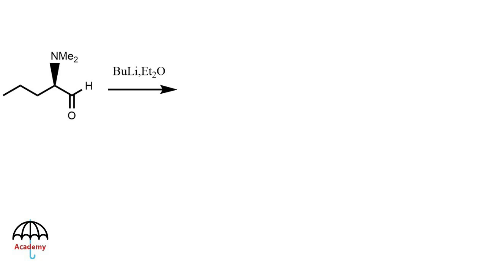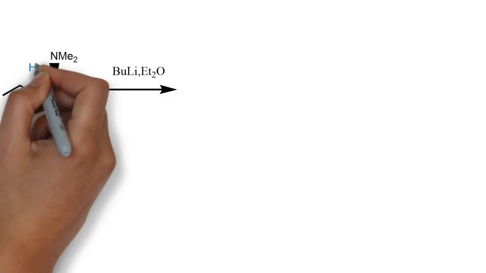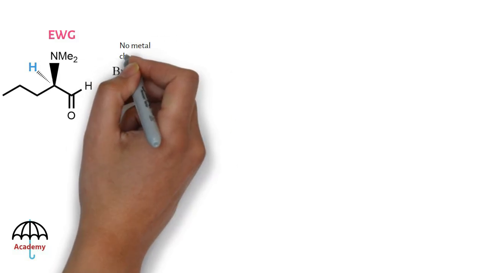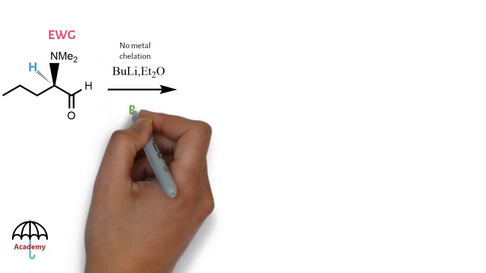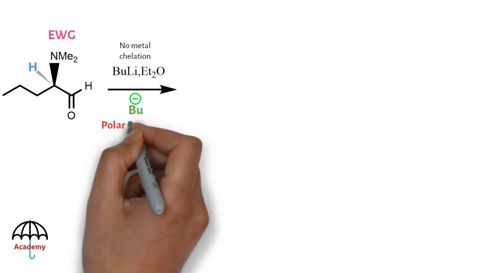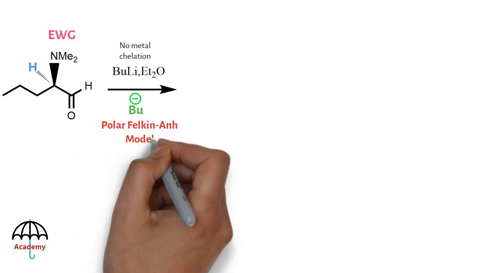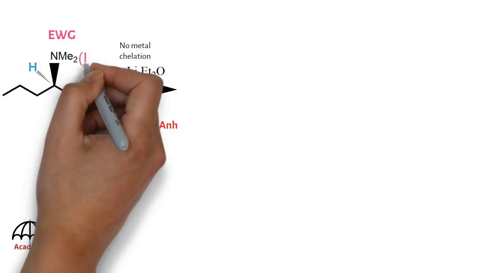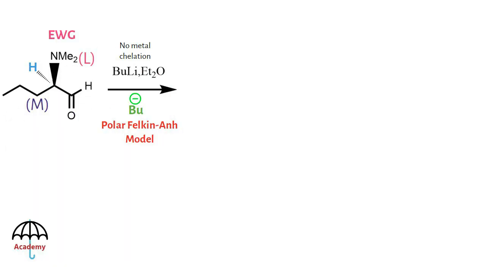To understand polar Felkin-Anh model further, consider this aldehyde having dimethylamine group at alpha carbon. This is electron withdrawing group with lone pair of electrons. And there is no metal chelation. The nucleophile is butyl anion. Therefore polar Felkin-Anh model will be used to predict the major diastereomer. Thus, this EWG will be considered large group, propyl medium and hydrogen of course as small.